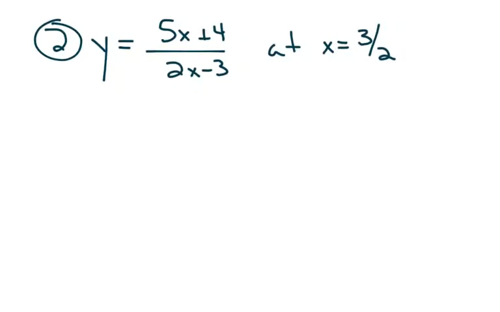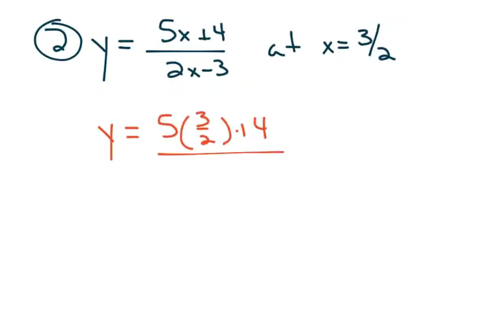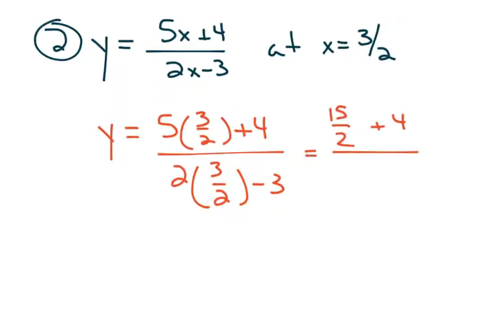Number 2, we're going to check x equals 3/2 in the function y equals 5x plus 4 over 2x minus 3. So again, if you plug it in and you evaluate it, that's going to tell you real fast if it's continuous or not. The problem is if it's discontinuous, we got to figure out which type of discontinuity it is. So in the numerator, 5 times 3/2 is 15/2. And in the denominator, 2 times 3/2 is 3.